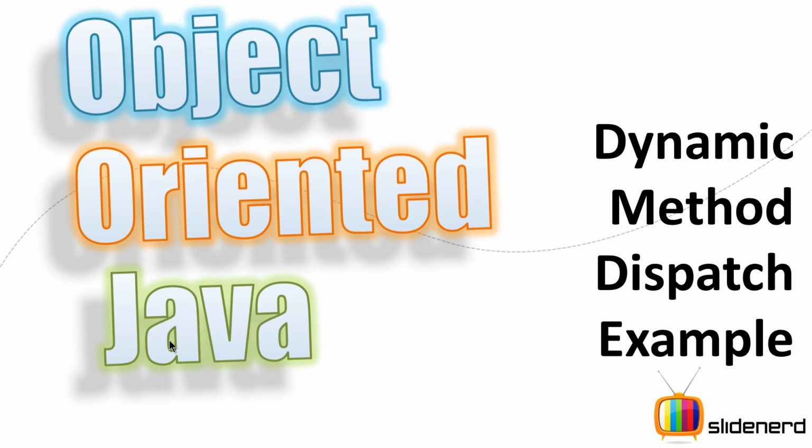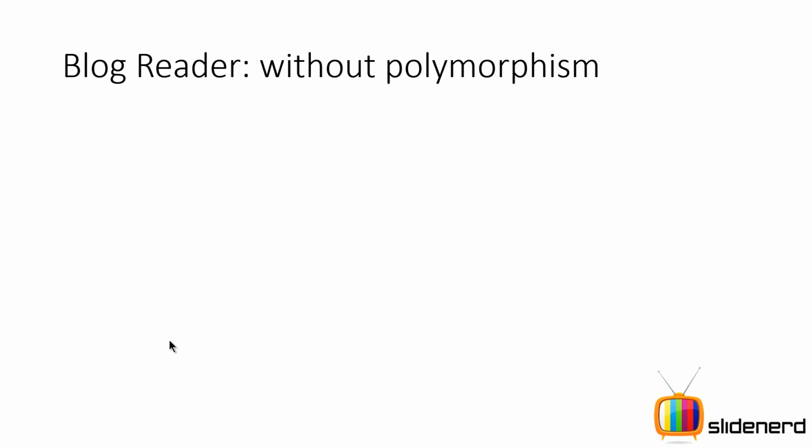In this video, I'm gonna start talking about dynamic method dispatch with the help of an example. In the previous video, I was talking about this at a conceptual level, and you guys clearly had no idea about why we would use this. Let's take a look at an example.